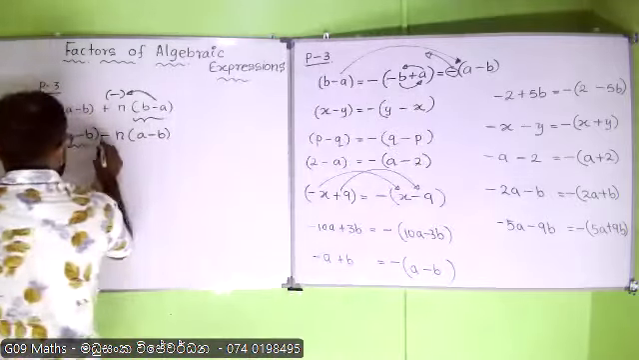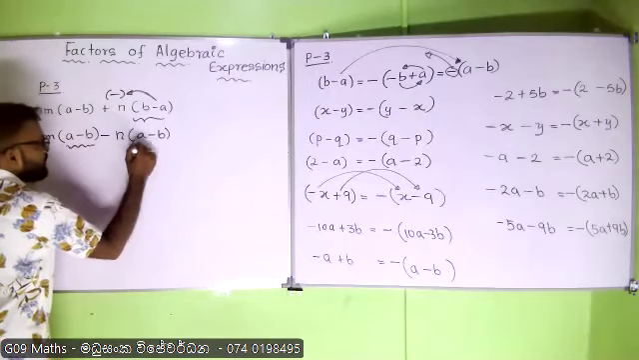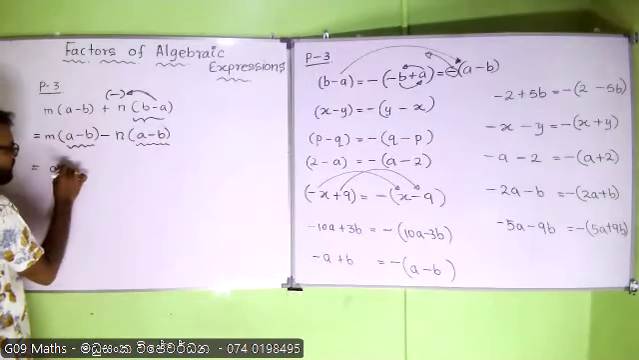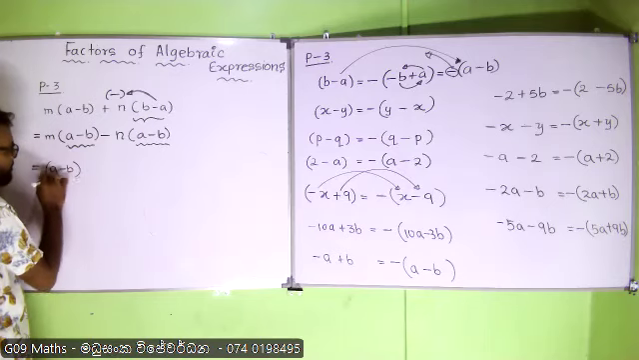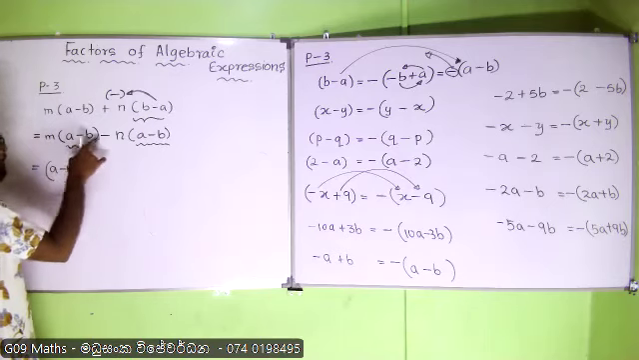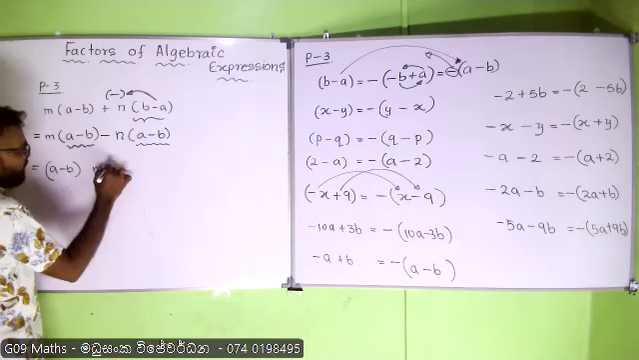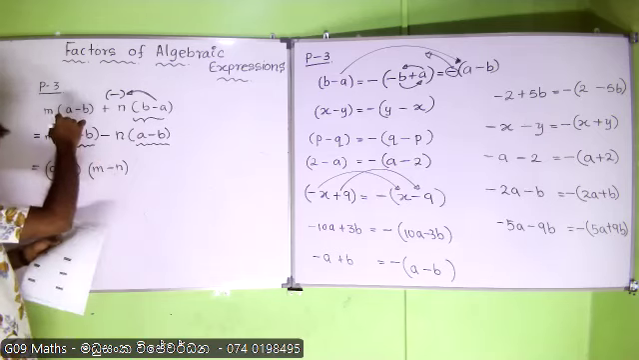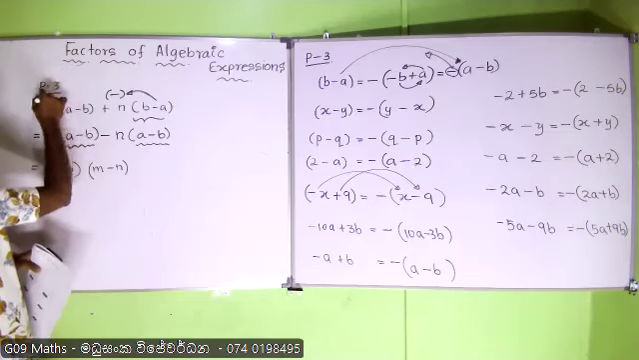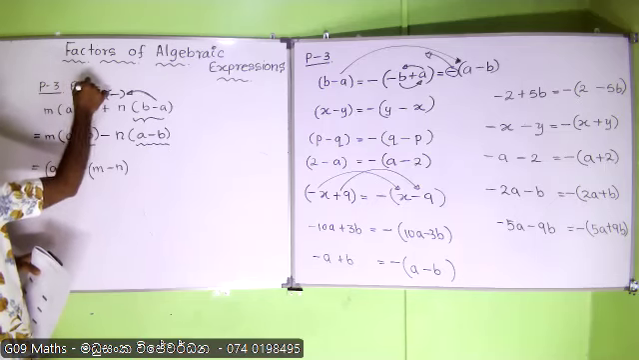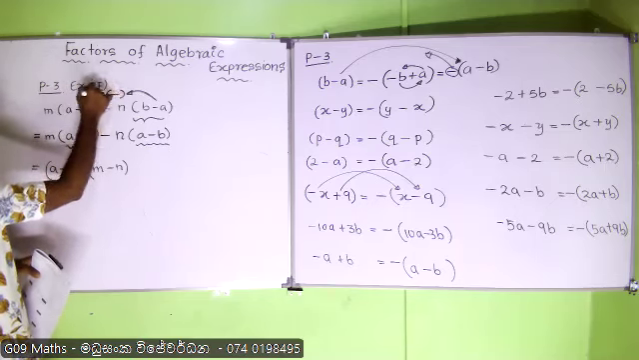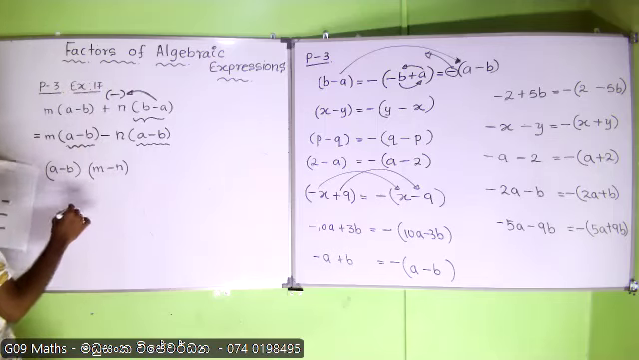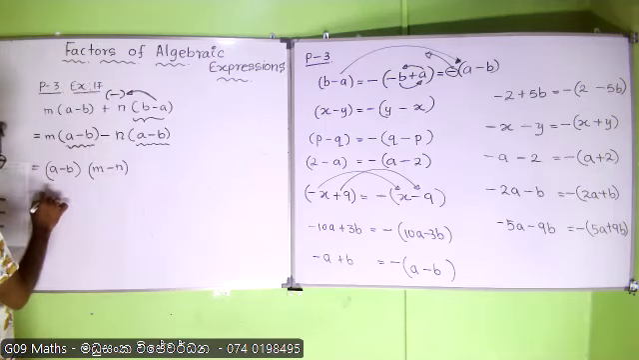So now here you have a minus b, and here you have a minus b. Take a minus b out. What are the rest? M minus n. That is example number 17. Now I will do example number 18.